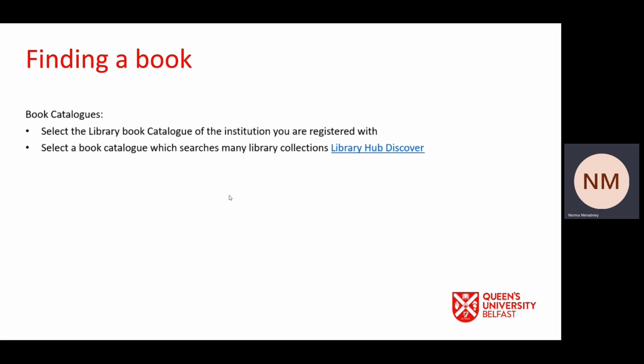The second option is to go beyond the library book catalogue. And this is where you might consider something like the Library Hub Discover. So at this point, you would be thinking, I've exhausted all the books that are in the library catalogue, and I now want to see what other books exist on my topic. I'll click into the Library Hub Discover.